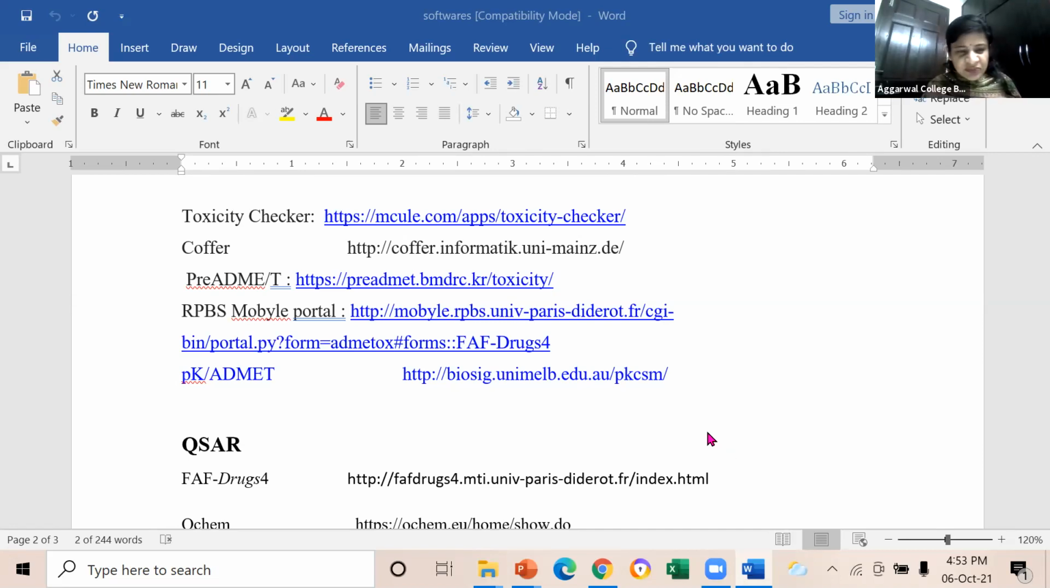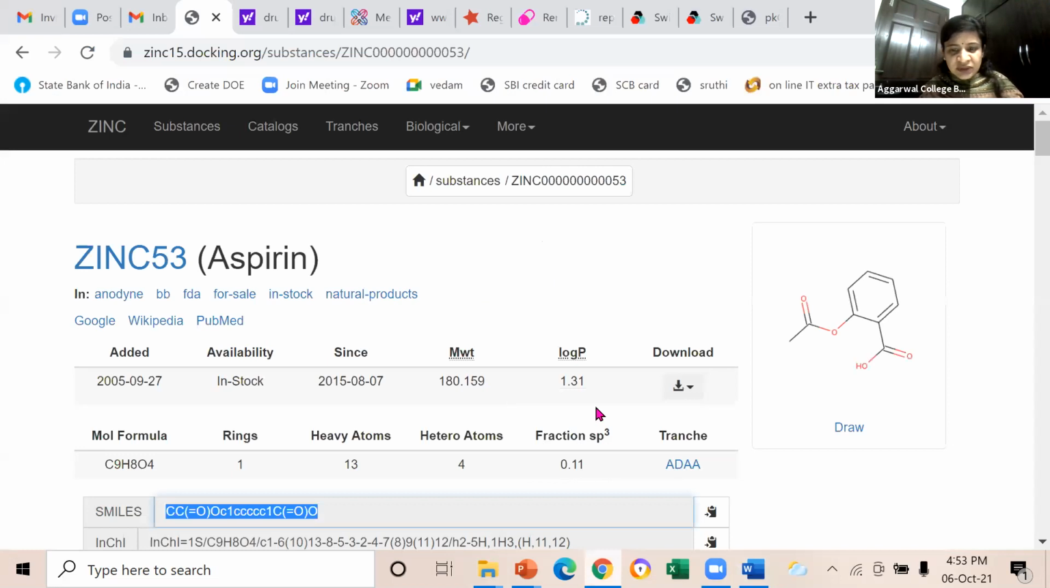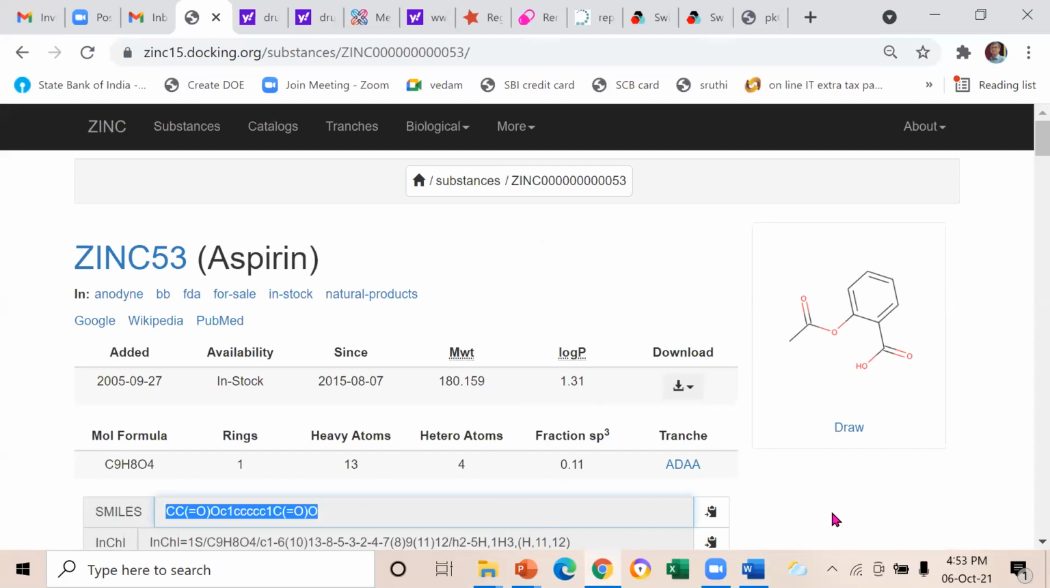Excuse me, one participant was having some problem. Dr. Kuldeep, you were having some problem with the links in downloading these softwares? No, there is no downloading. All the softwares are web-based, right? You're not downloading anything. They're all web, correct?